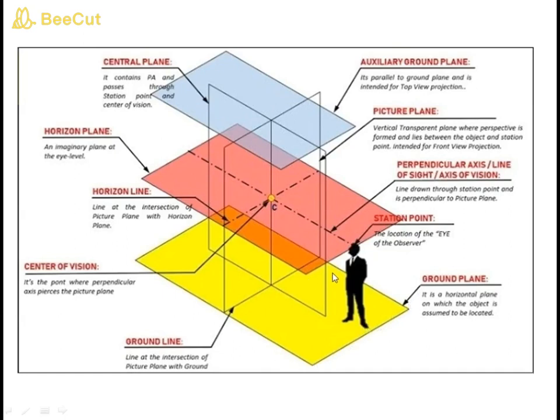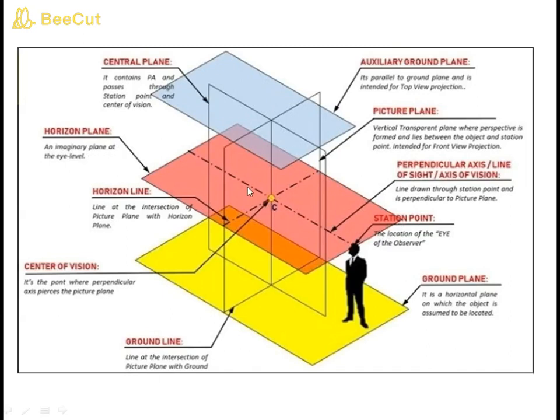And the second plane is the horizon plane. See, the observer is watching the object, and if you draw a plane parallel to the ground plane, passing through the eye level of the observer, then that imaginary horizontal plane is known as the horizon plane.